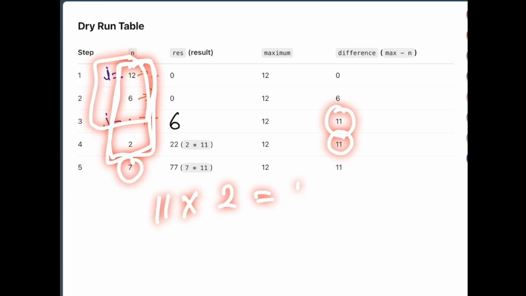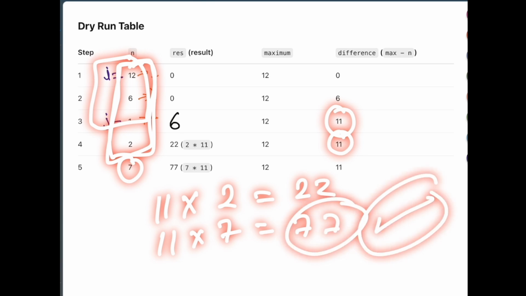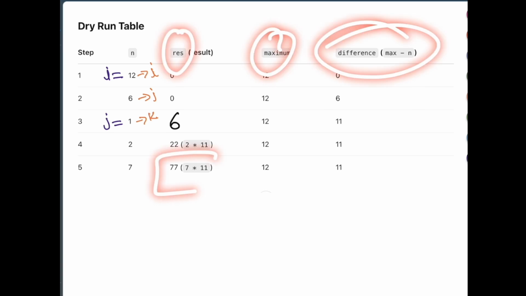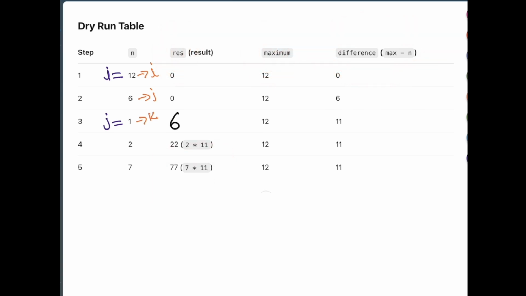11 into 2 was 22. Now 11 into 7 is 77. So since this is more, this is going to be our current maximum result. And since we are at the end of the loop, we can directly say, hey, 77 is our output. And that's it, guys. We just need to run a loop and maintain 3 variables: result, maximum, and the difference. And at the end, we will have the maximum result stored. Now let me take you back to the code editor and try to solve this using Python.